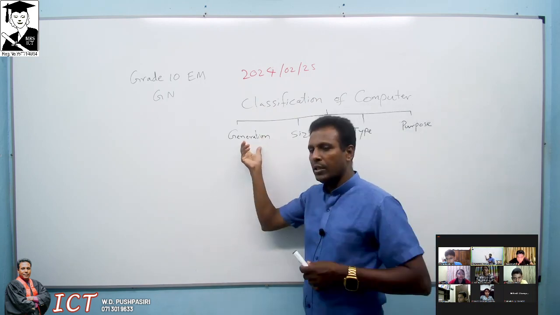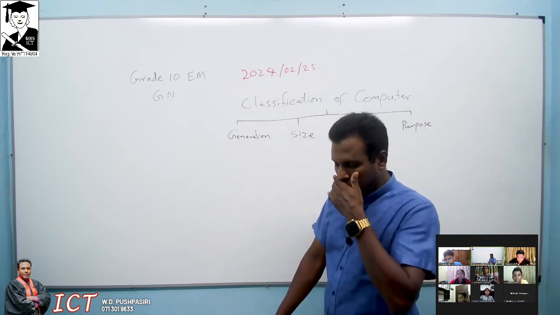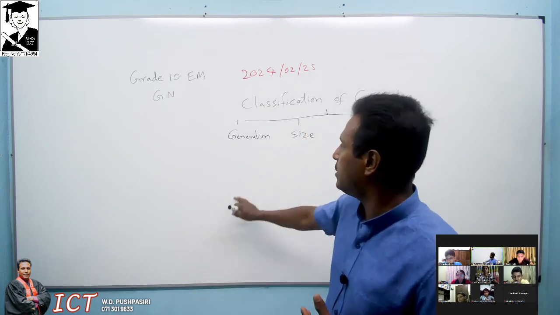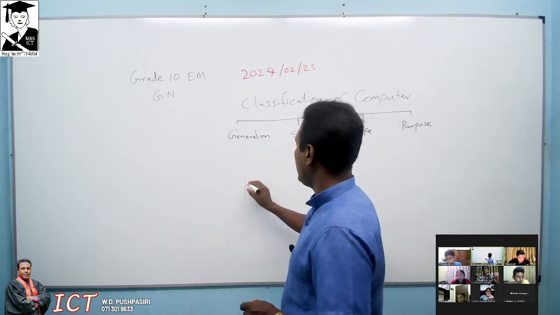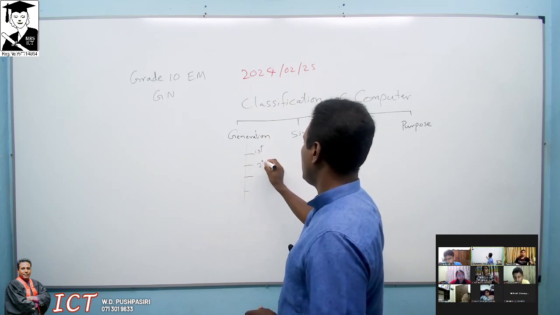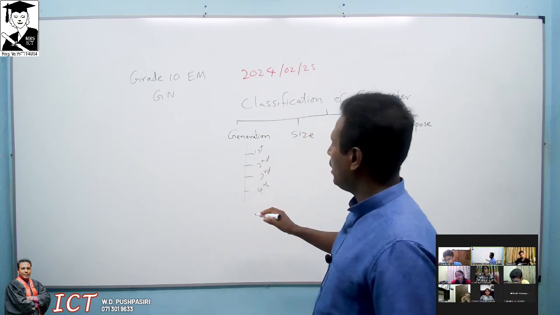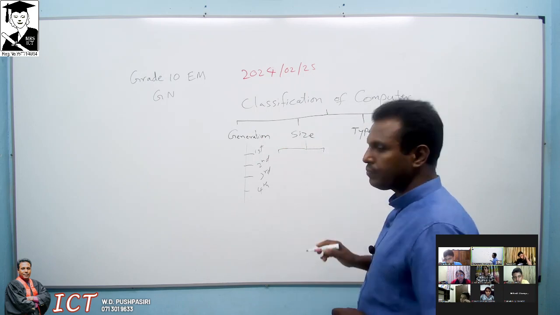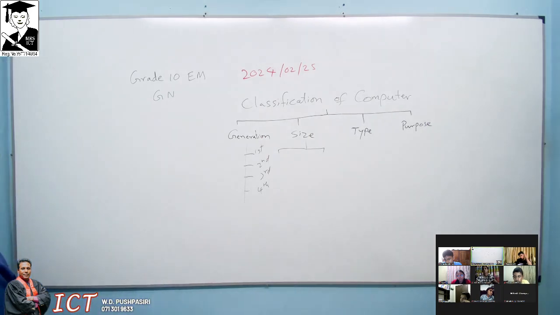And according to the generation, we were discussing last time, no? In the first lesson, the last part is this. So here you can divide by generation: first generation, second generation, third generation, fourth generation, something like that, right? And according to the size, we can divide again into how many? 4 types, no?